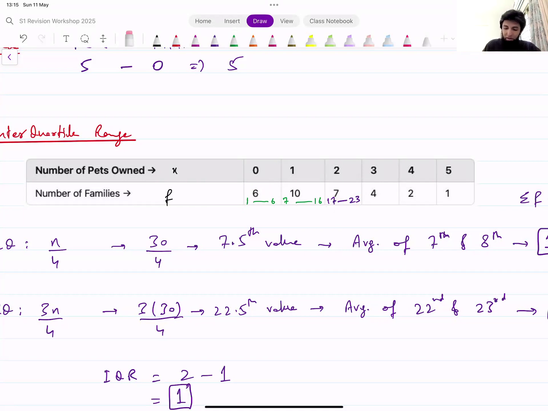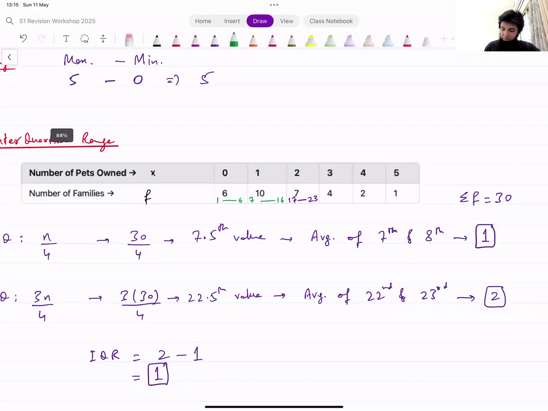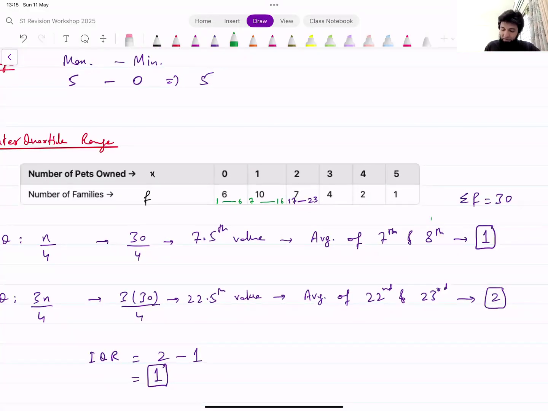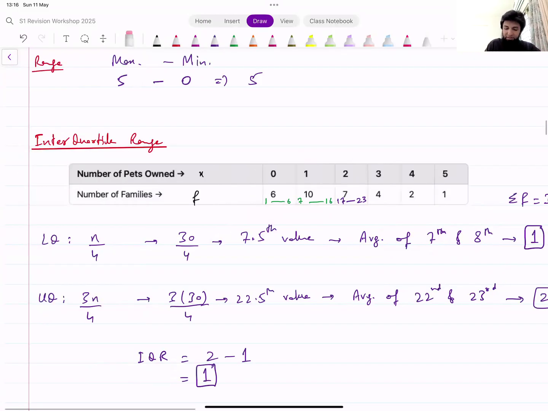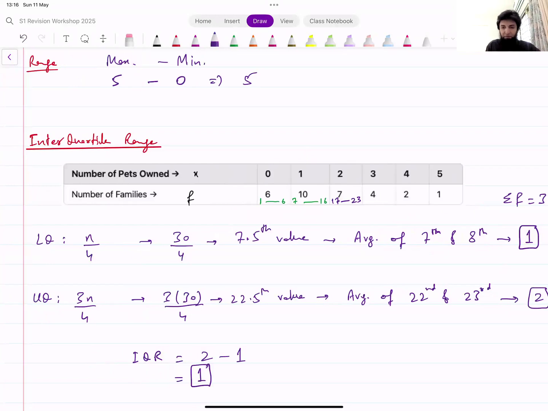Now, the lower quartile is going to be the average of the 7th and 8th value. Both of them are in this interval. So that's 1. Average of the 22nd and 23rd, both of them are in this interval, and both are here. So the upper quartile, therefore, is 2. Find their difference, and that will give you the interquartile range. Yes, in this case, (n+1)/4 and n/4 will both give you the same result. They will give you the tables in that format in which both give the same results.